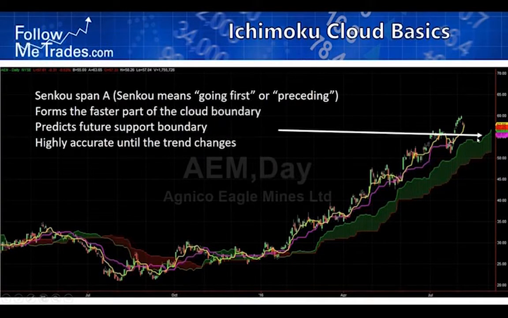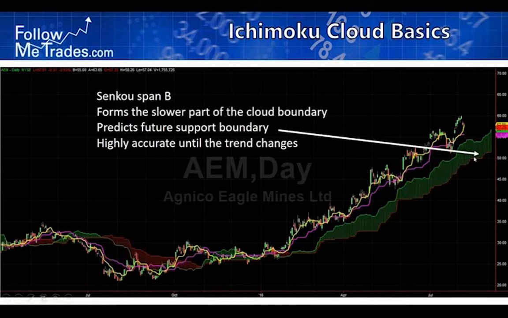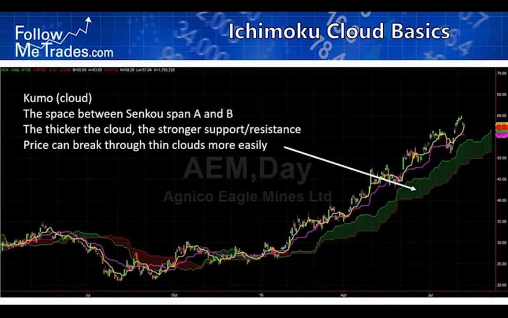This green line here is called the Senkou Span A, and that is the upper boundary of what's called the cloud. This cloud that forms can pretty accurately predict some support and resistance areas, and I've found it to be very helpful in my analysis. The Senkou Span B is the red line underneath, the lower boundary of the cloud. And I say this is very accurate until it's not, right? Because eventually price does break through the cloud.